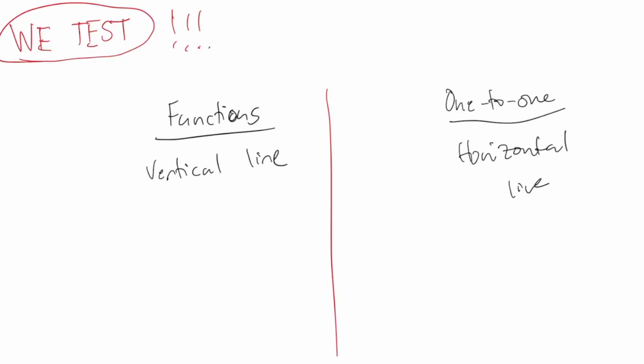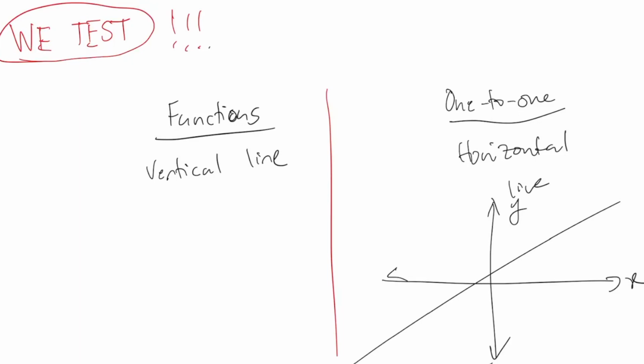Horizontal line test tells us whether or not a function is 1 to 1. So a function is already a function, but the horizontal line test is applied to see whether or not that function is 1 to 1, which is a type of function. Let's just take this random function again, linear function, on the xy plane. All right, so here it is. What do we do instead? Horizontal line. We apply a horizontal line.